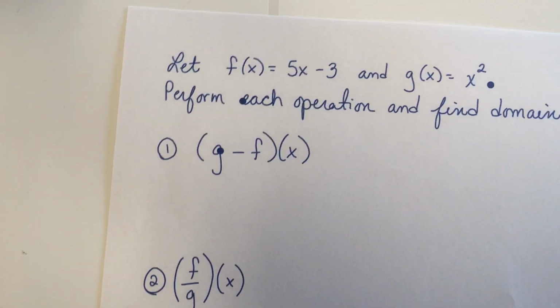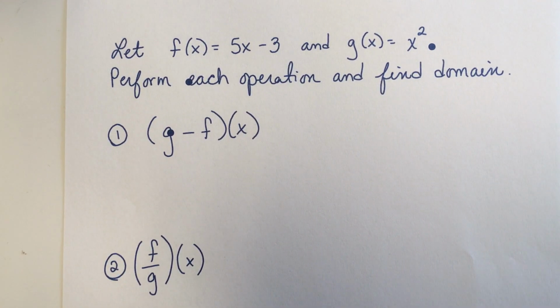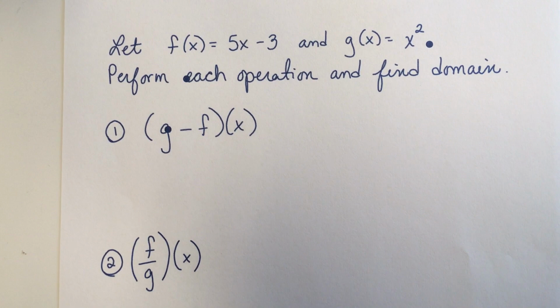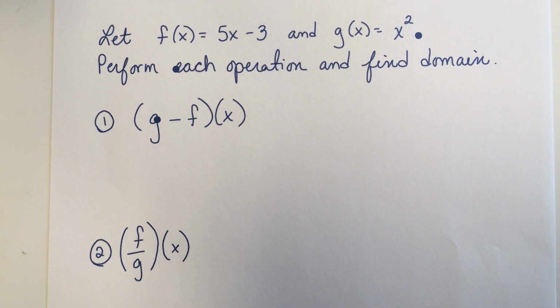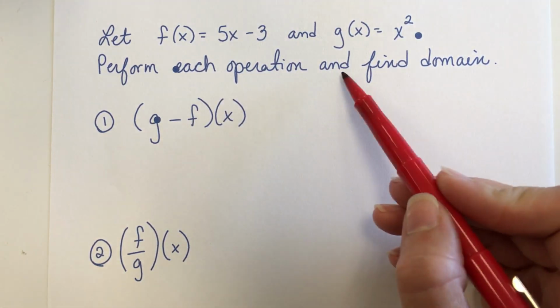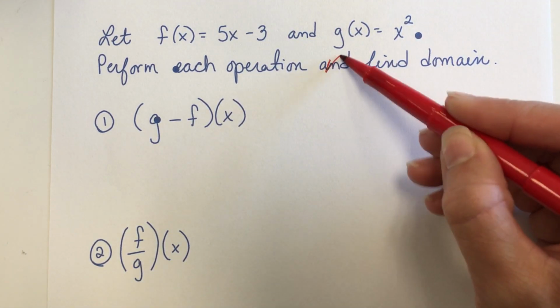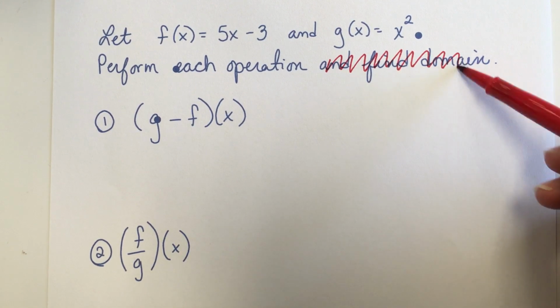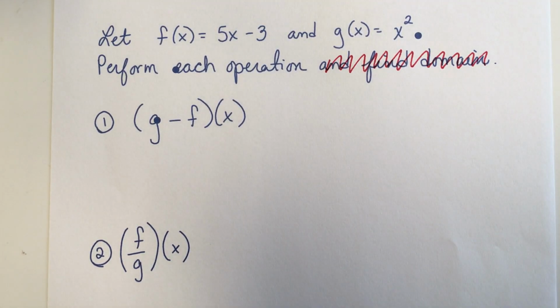You're going to be given some functions, like in this case, you were told that f of x is equal to 5x minus 3 and g of x is equal to x squared. And then you're going to be asked to perform certain operations. Now, I have here perform each operation and find domain. We're not going to find domain, and when you get to the homework problems, it'll also tell you to find domain, but don't worry about that.